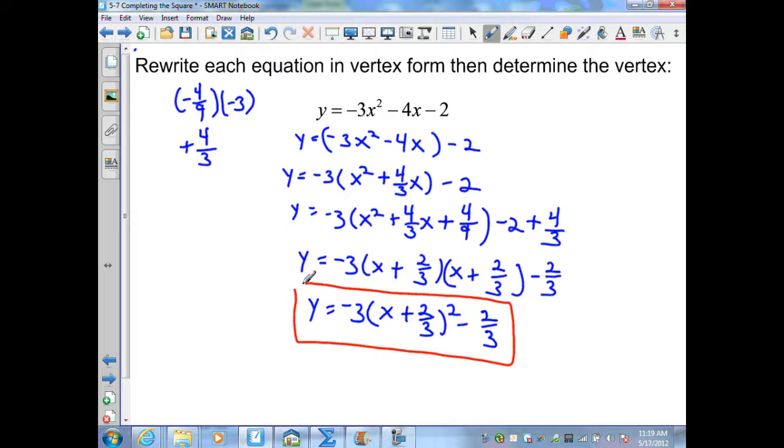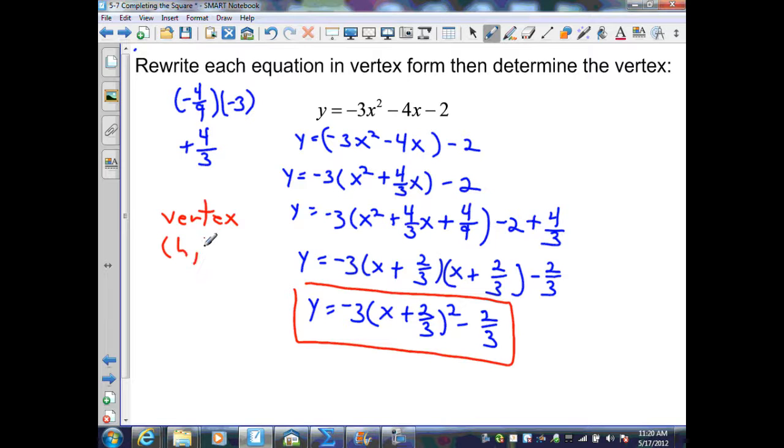And now I can find the vertex. And we know that the vertex is h, comma k. And here, my vertex form should be negative. And since it's not, that means my h must be negative. So that's a negative 2/3. And that's a negative 2/3. And this would be to the left 2/3 and down 2/3. And it would open downward because my quadratic term is negative.